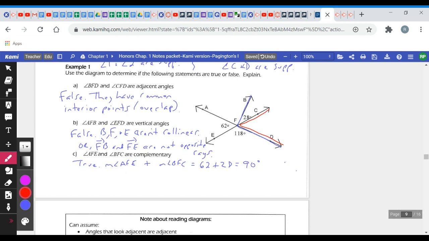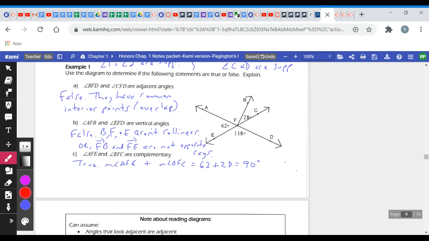You could have a different reason than I did. You may not have worded it exactly like I did, but I have that they have common interior points and that they overlap each other. Okay, if they were to be adjacent, they would have to be right next to each other, sharing a ray, but not overlapping each other. Okay, if we look at B, it says that AFB and EFD are vertical angles, and that is false also.